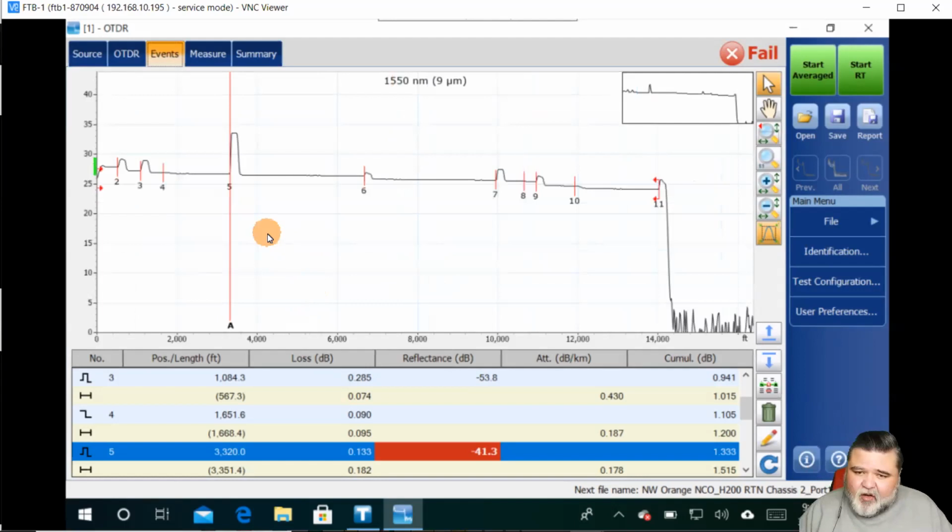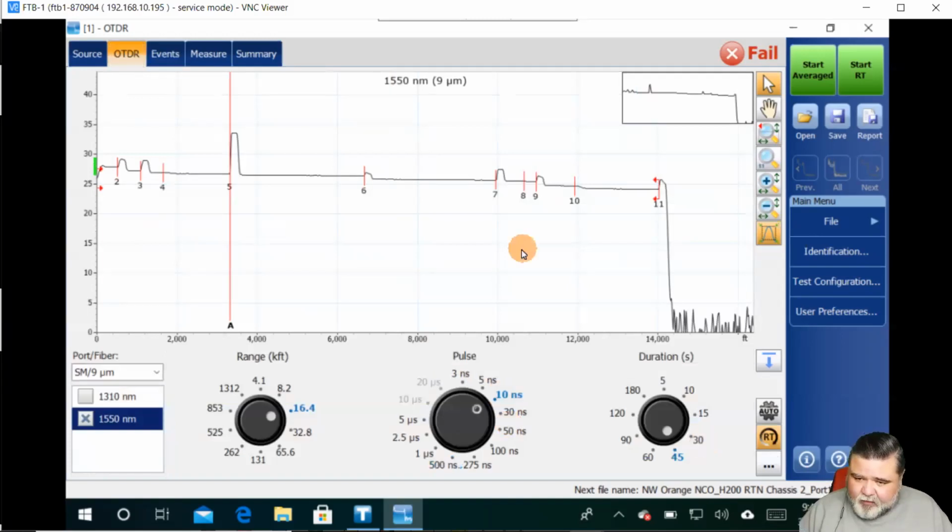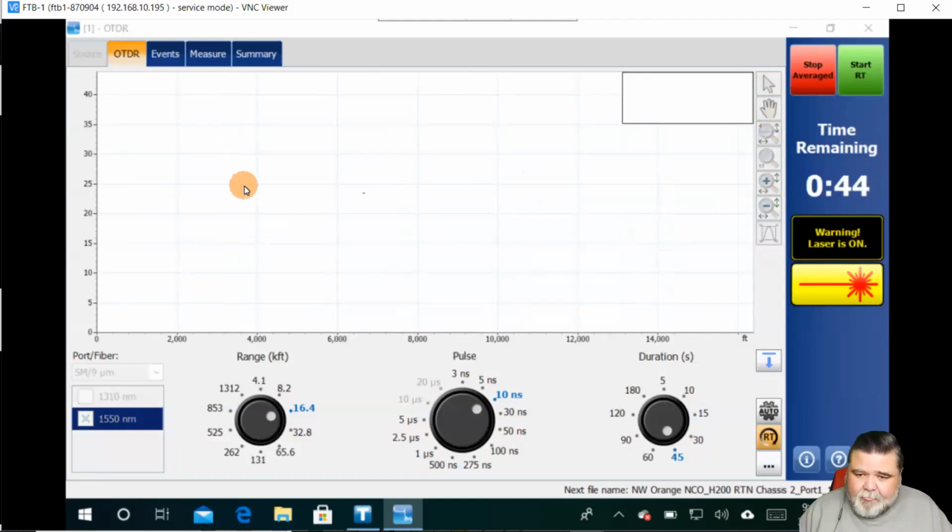It's by and large one of the worst. So I'm going to go ahead and retest this. I'll drop this back down to say 10 nanoseconds, something more reasonable, and we'll retest this and look at that event again. It won't be event number 5 because we should have some additional events here. So you see it's right there.